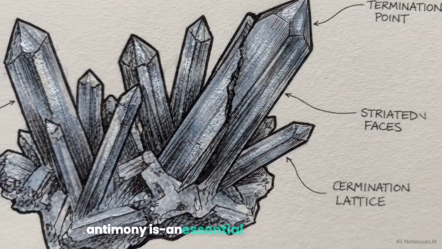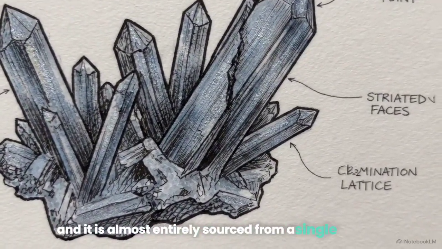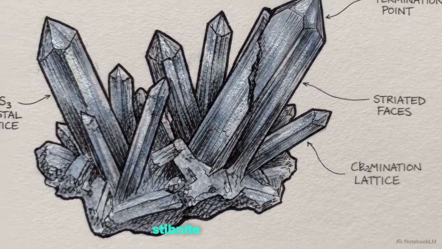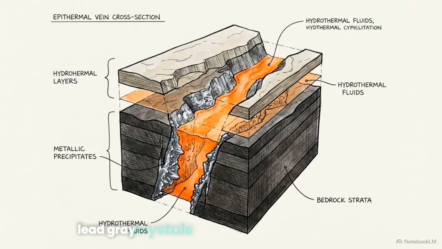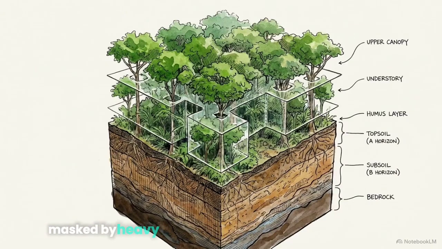Antimony is an essential industrial element, and it is almost entirely sourced from a single mineral, stibnite. These metallic, lead-gray crystals form deep within epithermal low-sulfidation environments and orogenic systems, precipitating out of boiling hydrothermal fluids. Finding these deposits is notoriously difficult. Stibnite veins are highly localized, structurally constrained, and almost always masked by heavy vegetation or thick sedimentary cover.